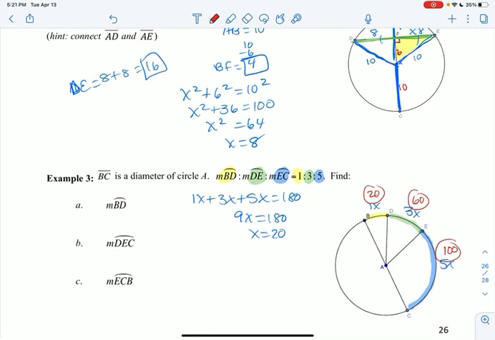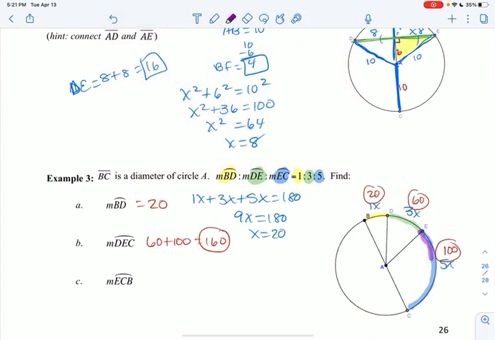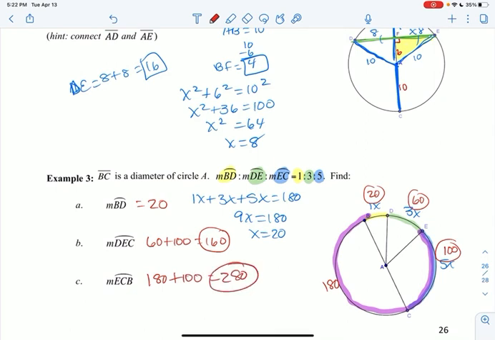So arc BD is 20. Arc DEC, well, that's the green and the blue together. DEC is 60 plus 100, which is 160. And arc ECB, I'll do that in a different color. So ECB is E, C, and then B. So basically it's this half, which is 180, plus the 100, which is 280. Okay, so we'll practice all of those tomorrow in class.